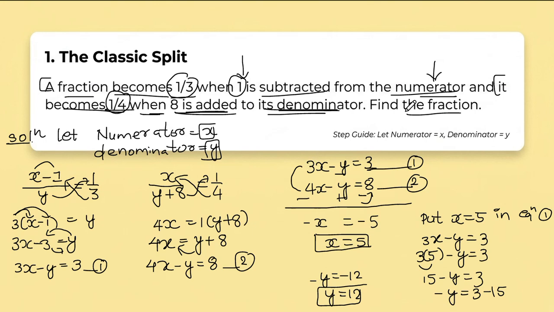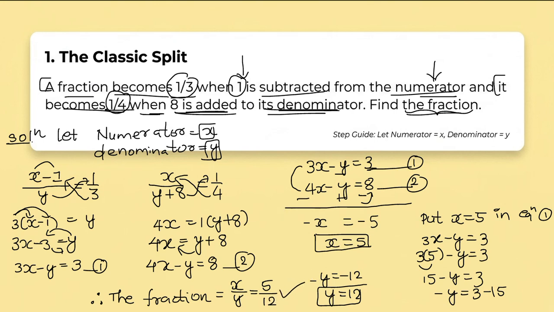So we have to find out what? The fraction. So the last answer is, therefore the fraction is equal to x upon y. Okay, fraction is x upon y. So x is 5 upon y is nothing but 12. So this is our final answer.